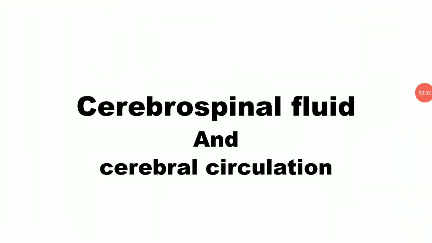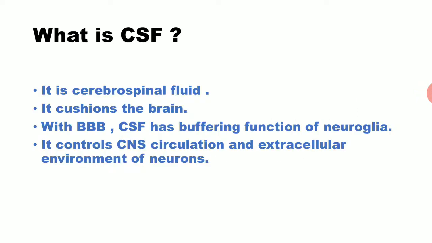Today's topic is cerebrospinal fluid and cerebral circulation. First we will discuss CSF, cerebrospinal fluid. Basically, it cushions the brain, and with the blood-brain barrier, CSF has a buffering function for neuroglia. It controls CNS circulation and the extracellular environment of the neurons.